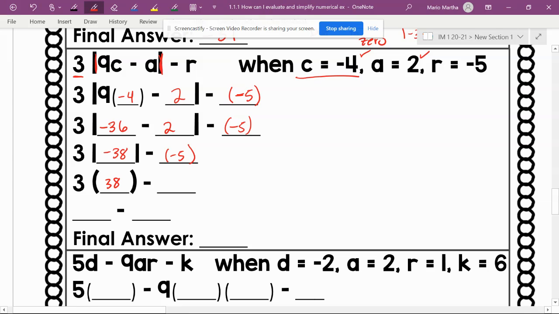3 times 38, and then minus a negative 5. So 3 times 38, negative 38, I'm sorry, positive 38, becomes 114. And then negative times a negative becomes positive 5. So my final answer would be 119.